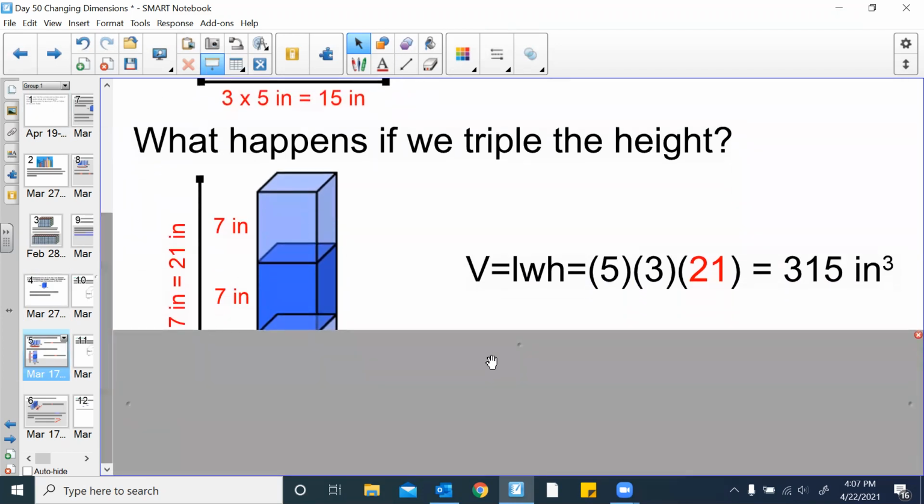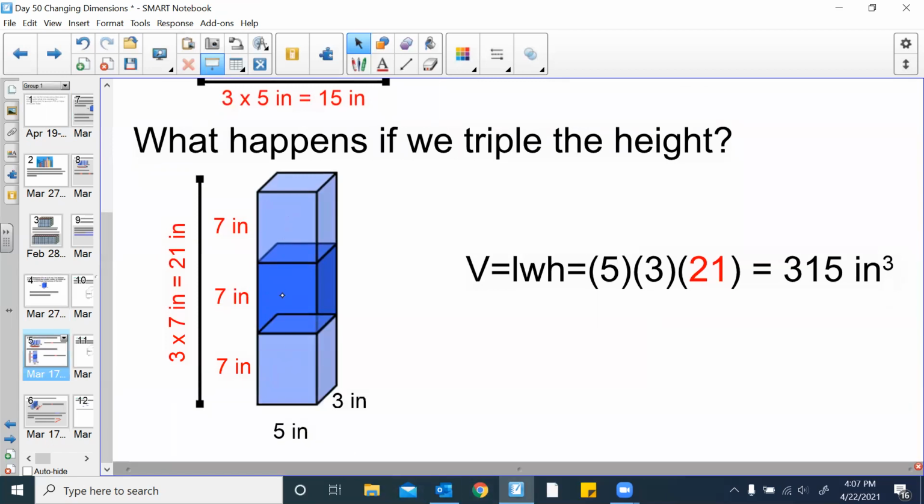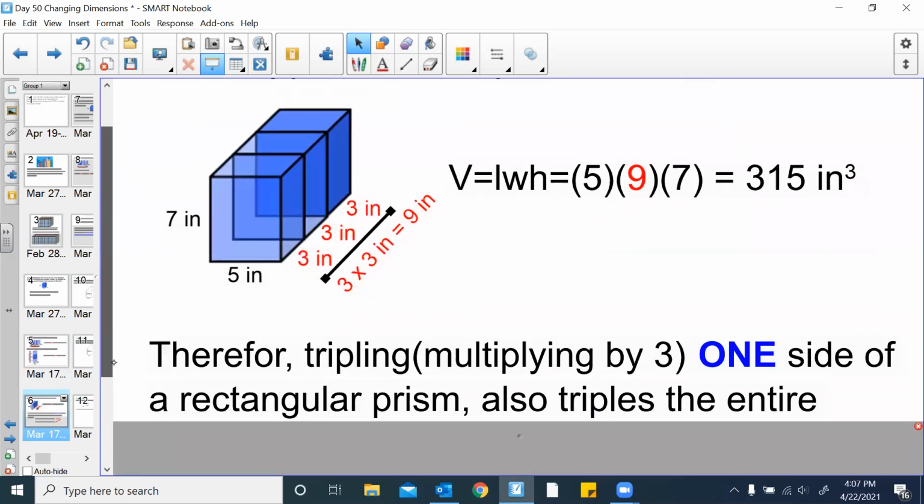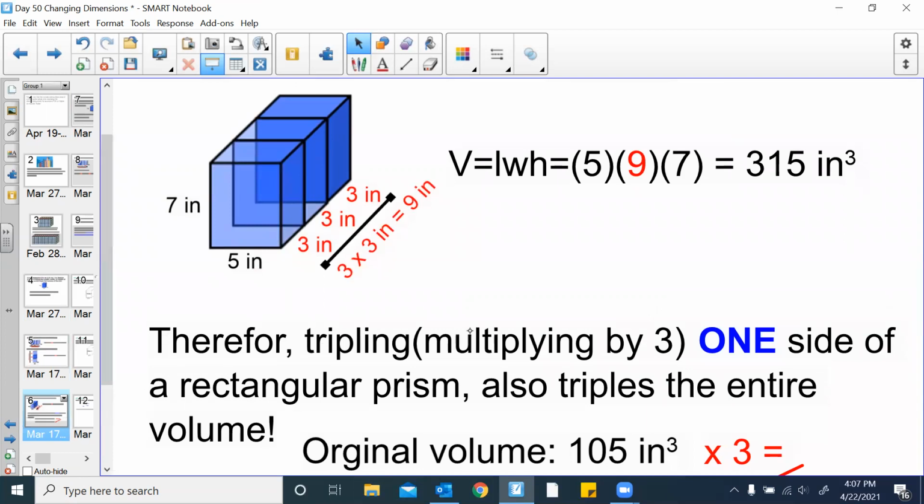If we triple the height, same thing. Now we have 3 boxes instead of just 1. So of course it makes sense to triple. Width the same way. Therefore, multiplying by 3 one side of a rectangular prism also triples the entire volume.